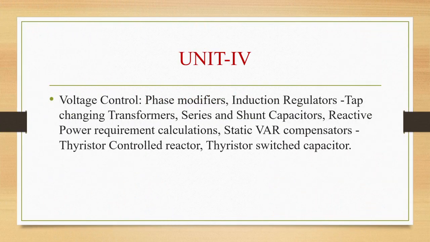So in today's class, we have seen that there are various methods of voltage control in a power system, and the contents of the fourth unit are phase modifiers, induction regulators, tap changing transformers, series and shunt capacitors, reactive power requirement calculations, static VAR compensators, thyristor controlled reactor, thyristor switched capacitor. So when we see the methods of voltage control in detail, then we will see other topics of this fourth unit.